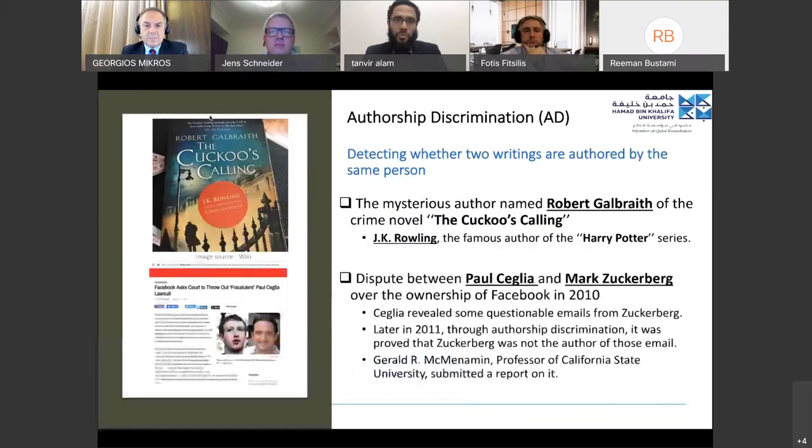Just to give you a brief introduction about the authorship discrimination task, this is a fascinating task under the realm of natural language processing, or NLP, which tries to identify whether the writings are authored by the same person or not, considering different types of information, like the innate writing style or other lexical features. This fascinates us when the research work on authorship discrimination reveals that Robert Galbraith, the mysterious author of the Cuckoo's Calling novel, was none other than J.K. Rowling, the famous author of the Harry Potter series. So this is an example of the authorship discrimination task.